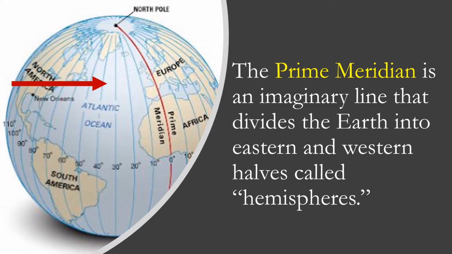So just like we had the equator to divide the Earth into northern and southern hemispheres, or halves, among the latitudinal lines, for the vertical ones, for the longitude, we also have a main line. It's called the Prime Meridian. The Prime Meridian is an imaginary line that divides the Earth into eastern and western halves called hemispheres. Now, for us in the United States, we're in the Western Hemisphere. And if you can see this picture here, we're on the left side of that line. We're on the west side of the Prime Meridian.